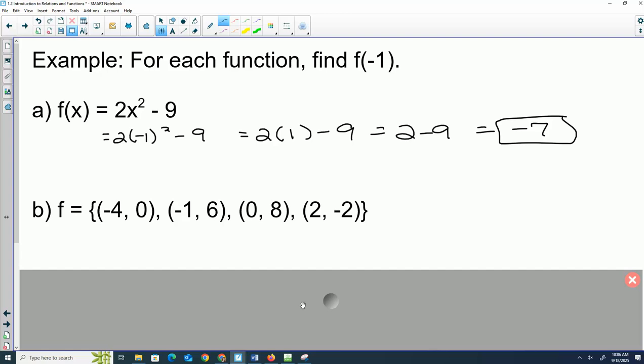What if I gave you ordered pairs? How do you find f of negative 1? It is a great question. What does negative 1 represent? Okay, so it's saying if x is negative 1, find y. So look at these ordered pairs. Find the point when x is negative 1. What's our y?